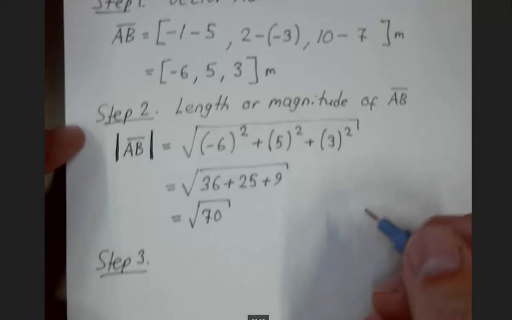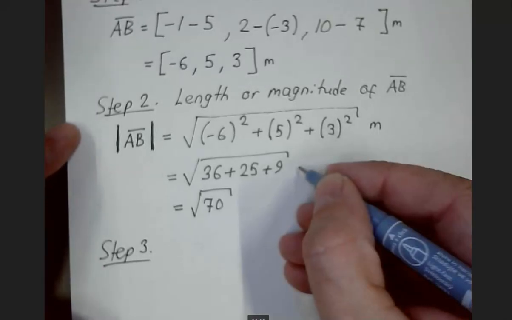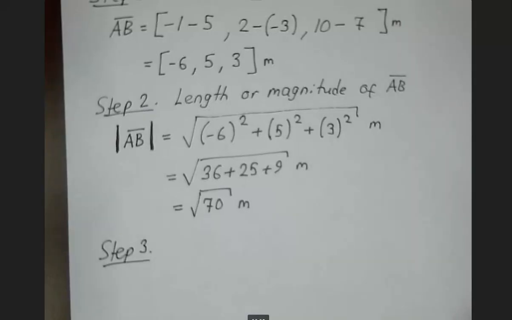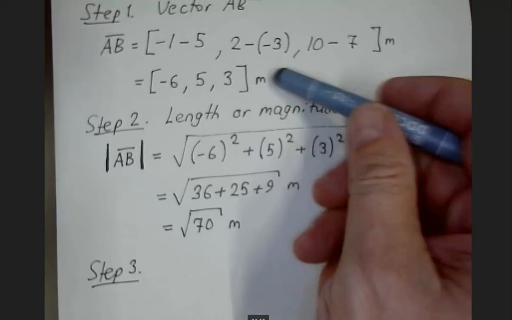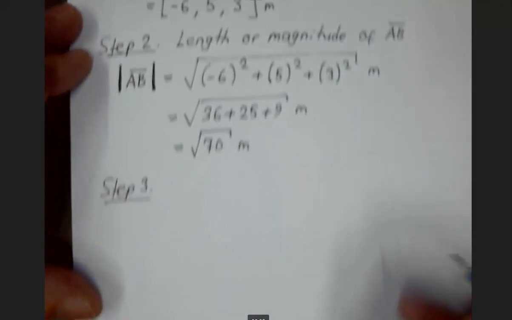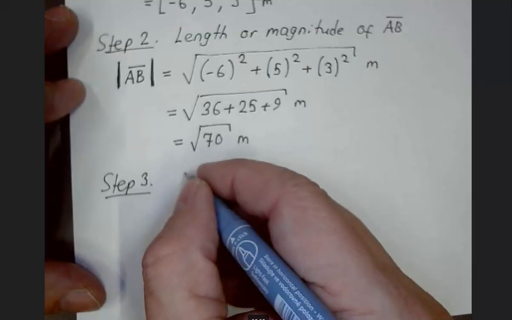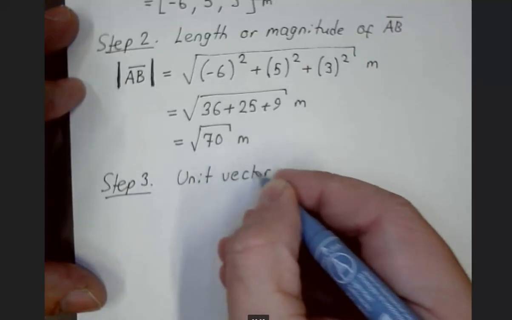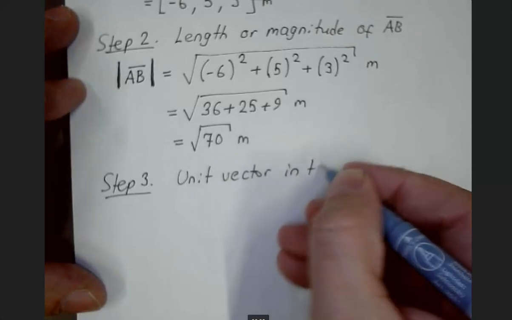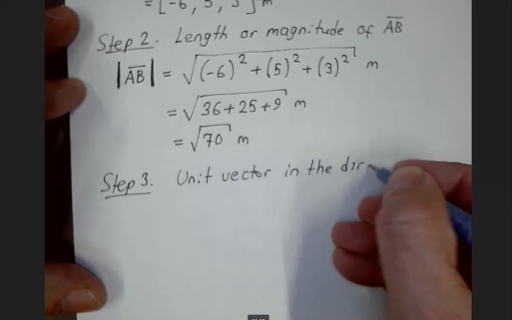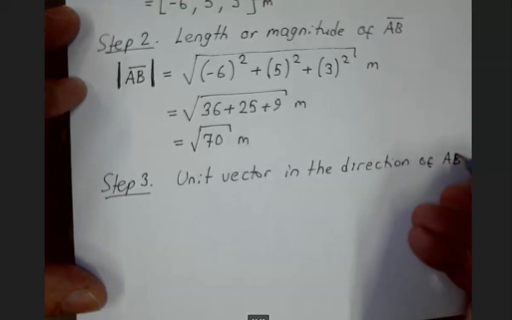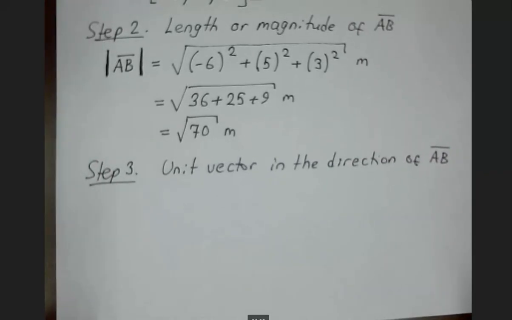Here also I am forgetting all the time the units there. The length of this vector actually is in meters right now, because the units were meters. So now we are forming a unit vector in the direction of AB, vector AB.